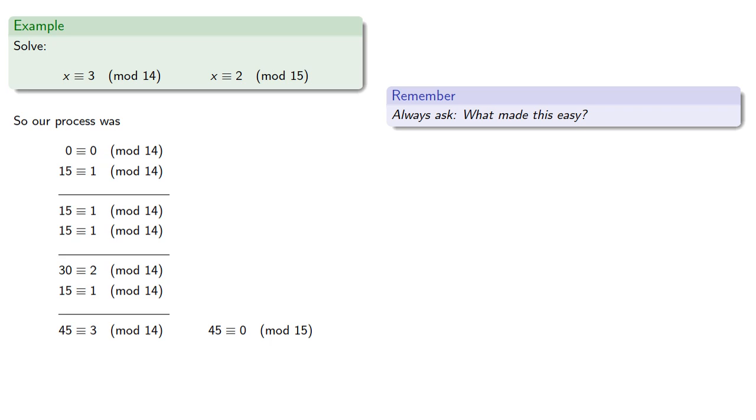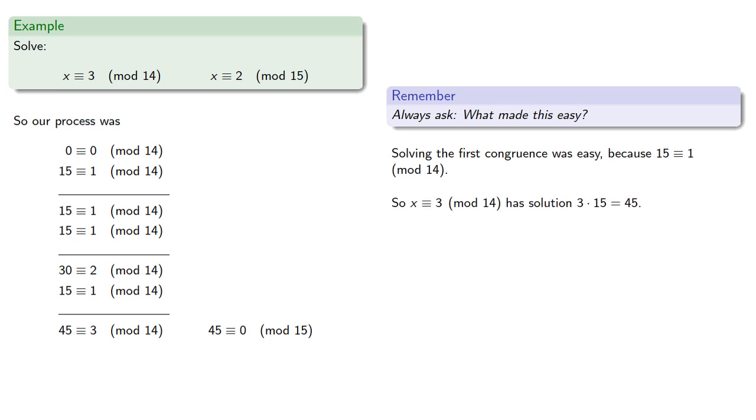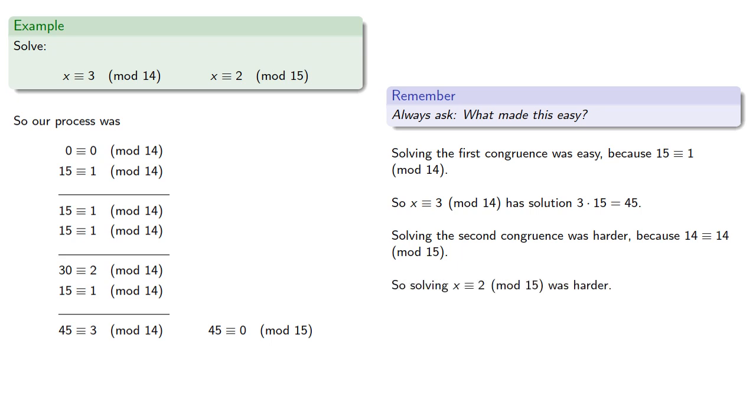Solving the first congruence was easy because 15 was congruent to 1 mod 14. So x congruent to 3 mod 14 has solution 3 times 15, or 45. Solving the second congruence was harder because 14 was congruent to 14 mod 15. So solving x congruent to 2 was harder.